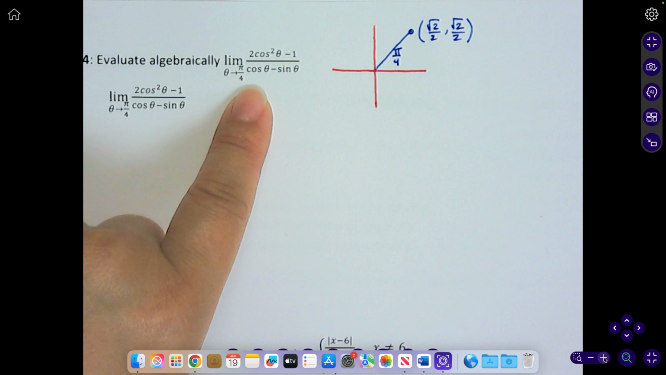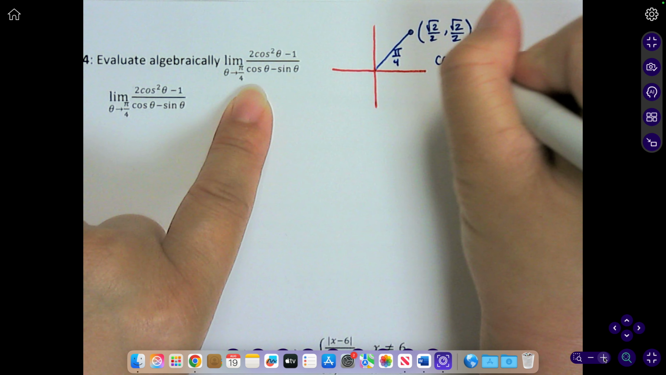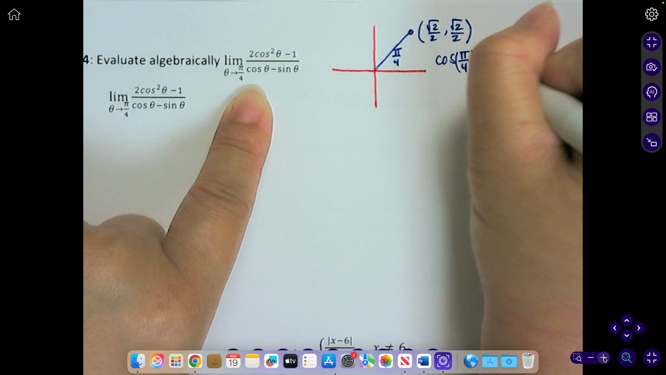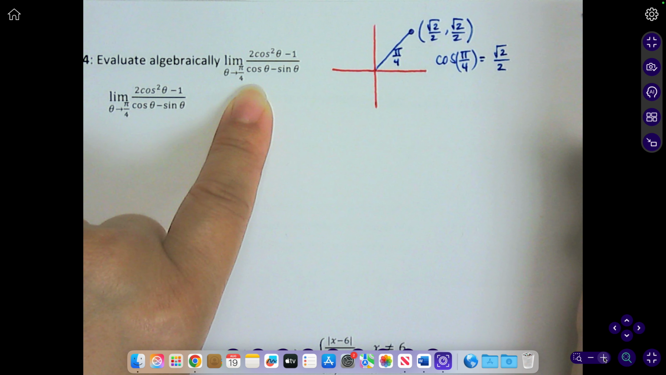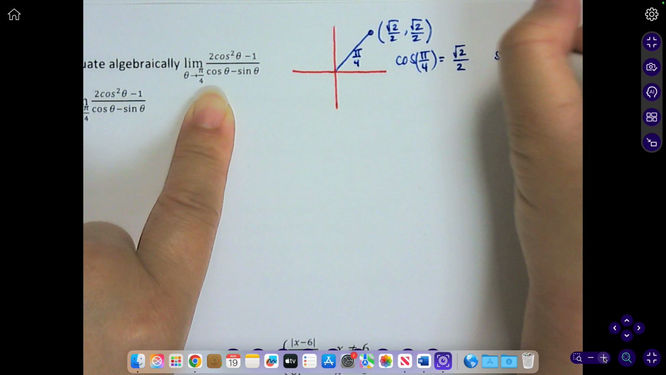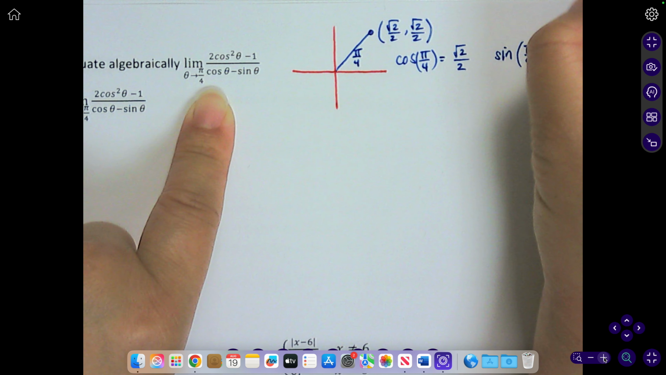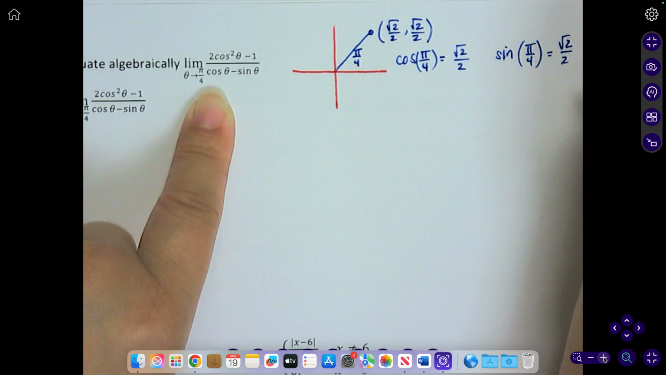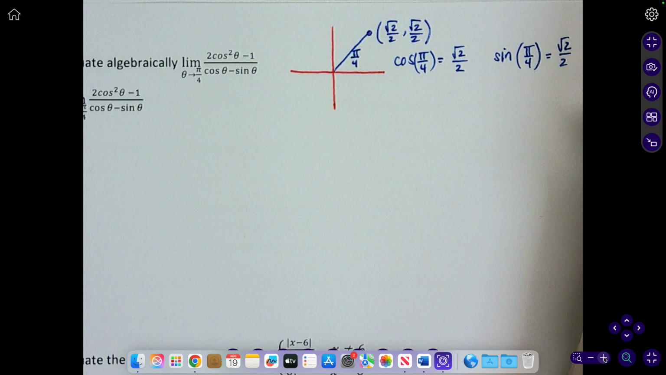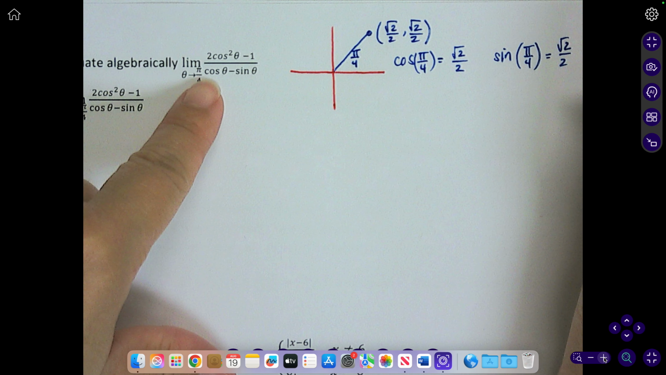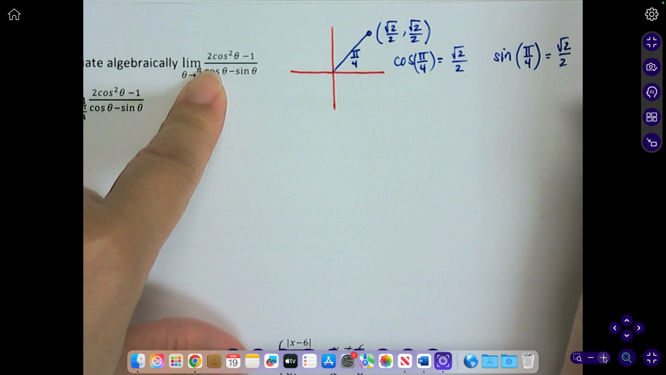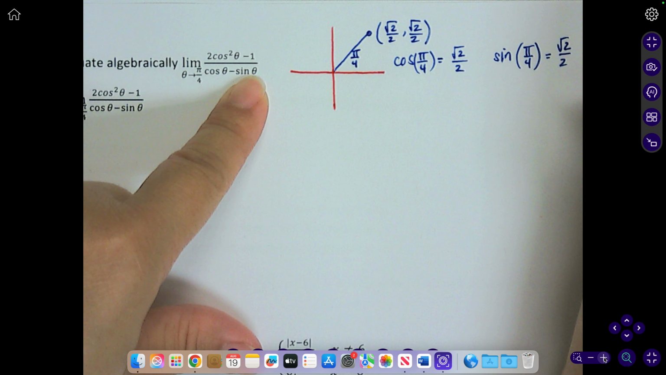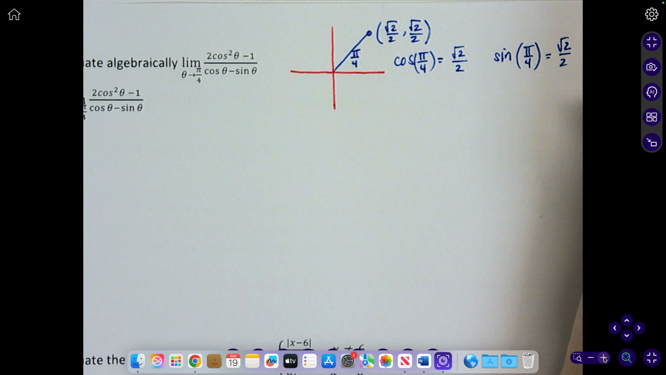So if I were to look at cosine of pi over 4, that's going to be the x value of the coordinate, which is root 2 over 2. And if I look at sine of pi over 4, that would be root 2 over 2. Yeah? So that's what I have. Well, if I'm looking at this one right here, cosine of theta, which is pi over 4, that's root 2 over 2, subtract root 2 over 2. So right away, I know this is 0 right there.